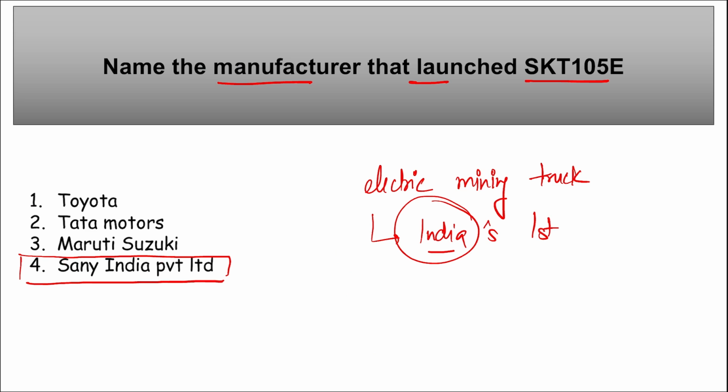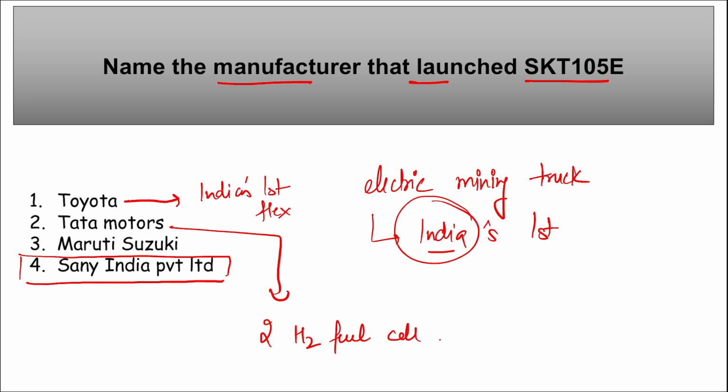Now, if we look at the options, if you remember Toyota, this was the automobile manufacturer that introduced India's first flex fuel strong hybrid. Then if we talk about Tata Motors, it delivered the first of its kind 2 hydrogen fuel cell electric vehicle buses, right? So Toyota delivered India's first flex fuel vehicle, and Tata Motors delivered the first 2 hydrogen fuel cell electric vehicle buses, right?